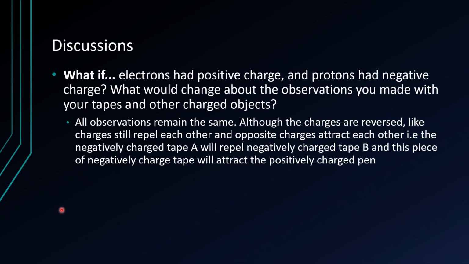So to answer the first question, what if electrons are positive charge and protons are negative charge? In that case, all the observations we made will remain the same. Although the charges are reversed, like charges will always repel and opposite charges will always attract. That is, in this case, the negatively charged tape A will repel negatively charged tape B, and this piece of negatively charged tape will attract the positively charged pen.